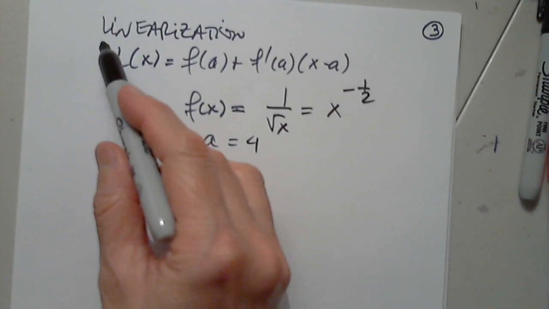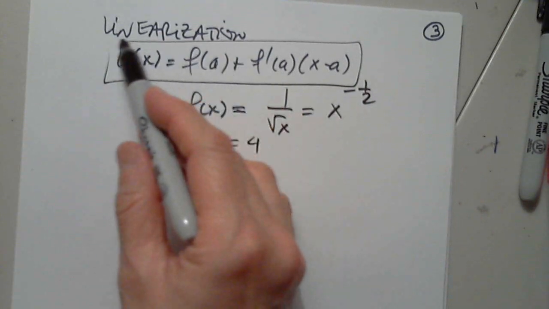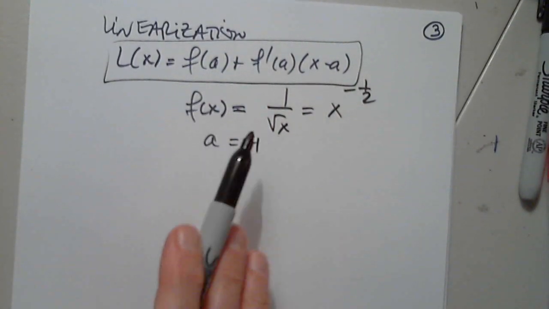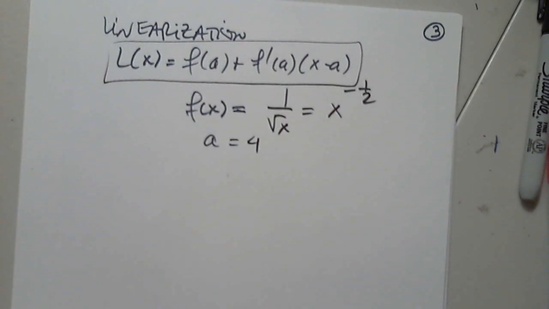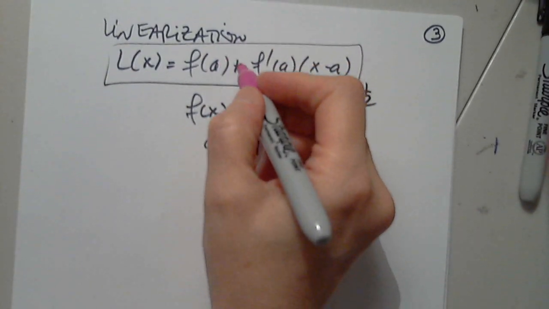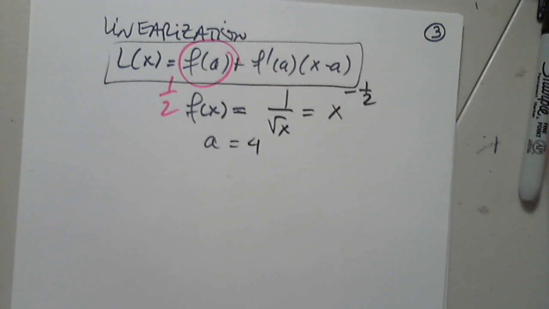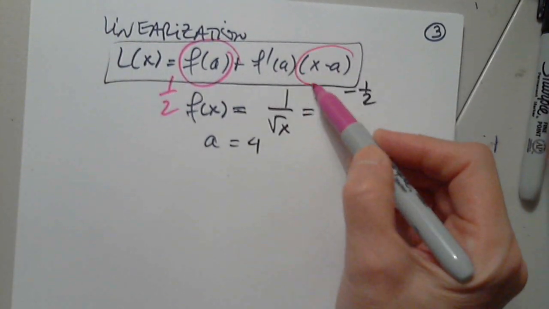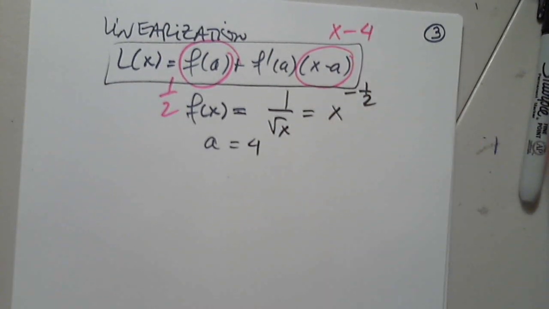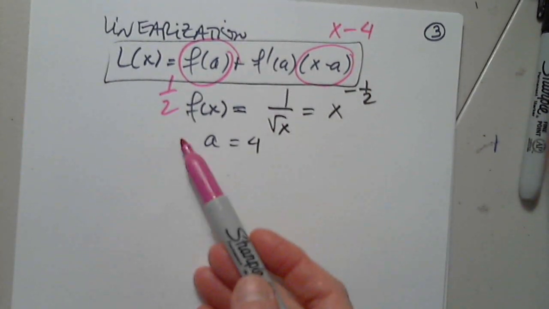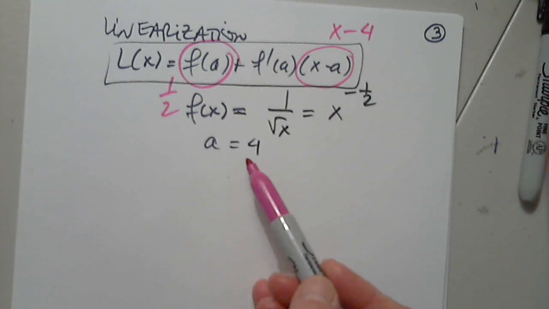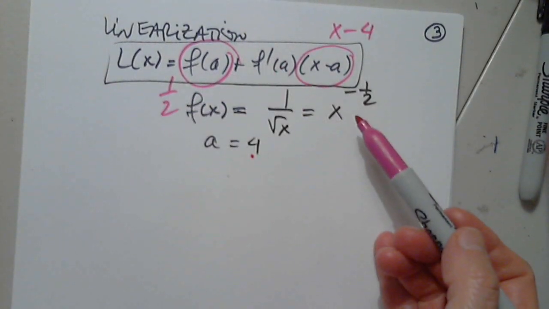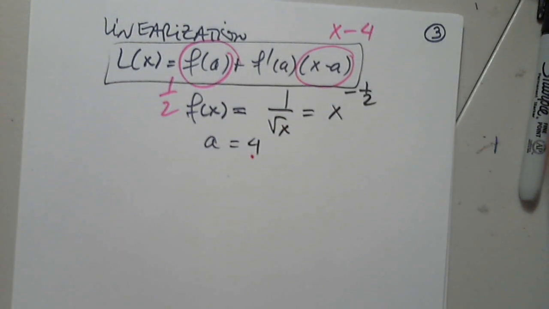So this is the formula for the linearization. Meaning, in f of x, I have to plug in 4. So this number is 1/2. This number is 4, so this piece is x minus 4. The only one that I'm missing is the derivative, because I don't have the derivative yet. I have to plug in 4 in it, put this number in, and it's done. That's all I need to do.